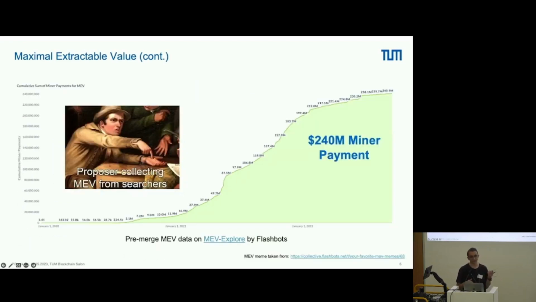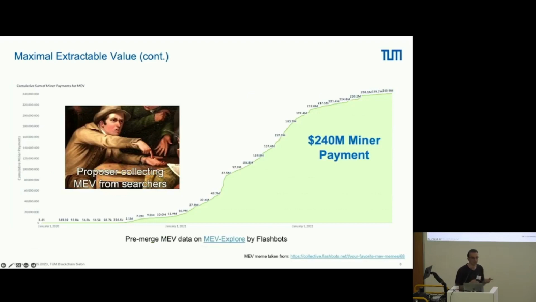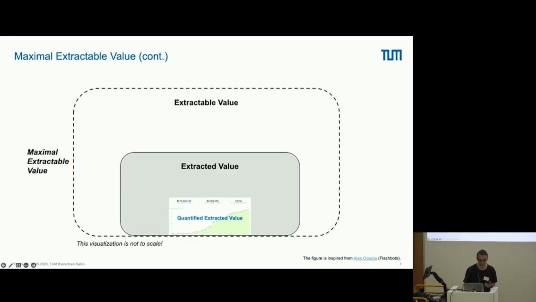And of course, the miners here, or the block proposers, are not actually extracting the MEV themselves. They're just letting people compete on extracting MEV and then letting them pay you, basically. And here we see that out of that $600 million, they made $240 million just from the payments they get from these MEV searchers. So you can see how the value flows.